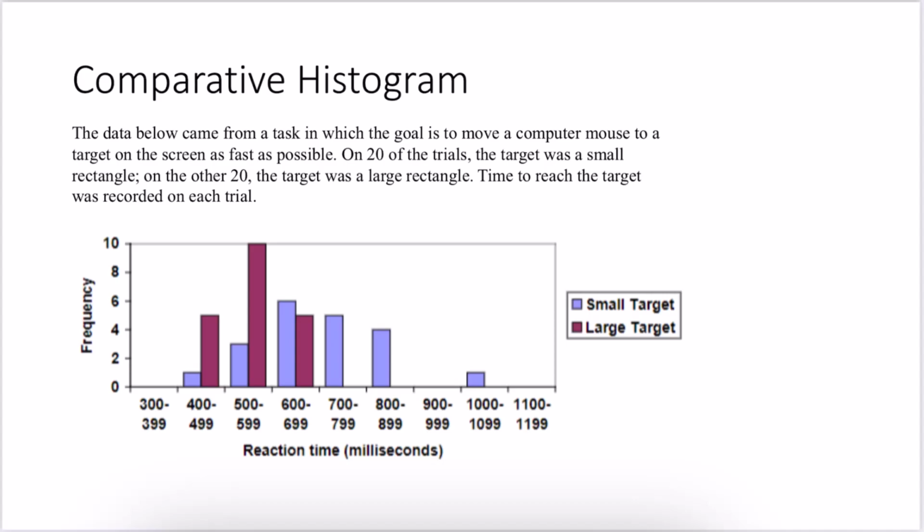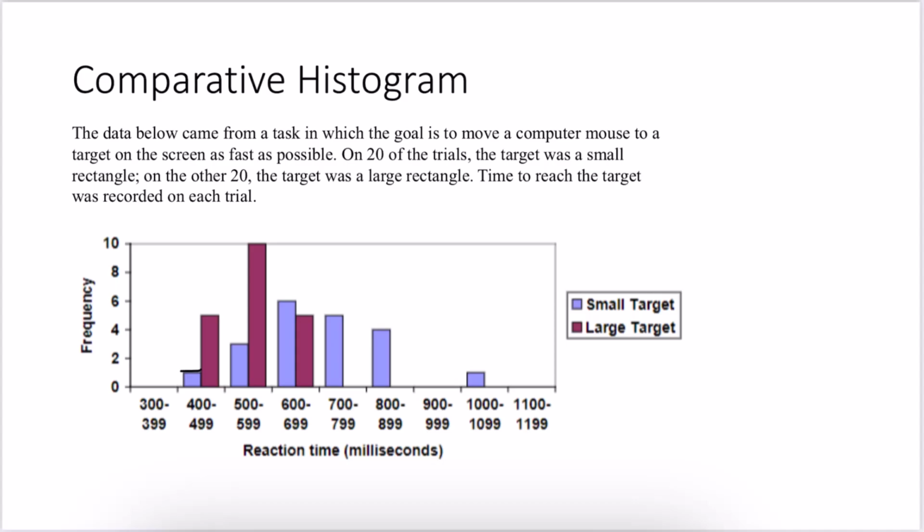They did two different versions of this. They had one where the target was small on the screen, and another one where it was large. The light purple bars represent the time that it took to get to the small target, and the dark purple bars represent the amount of time that it took to get to the large target. If we look at this, it makes sense because it's obviously a little bit harder to move a computer mouse to a smaller target compared to a larger target.